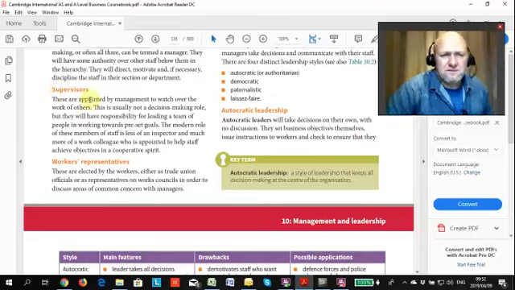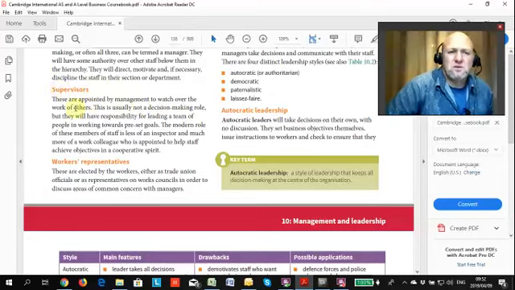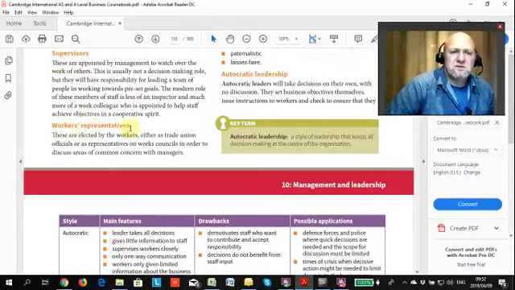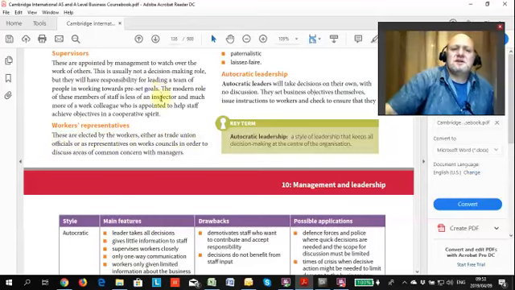Supervisors, on the other hand, are appointed by the managers to watch over the workers. Typically, it's a worker that's been there for a long time. They're usually not in a decision-making role, and they have the responsibility of leading a team. The modern role of supervisors is less of an inspector and much more of a work colleague, appointed to help the staff achieve their objectives, like a team leader. Worker representatives are elected by the workers, such as trade union officials, and they represent the council, etc.